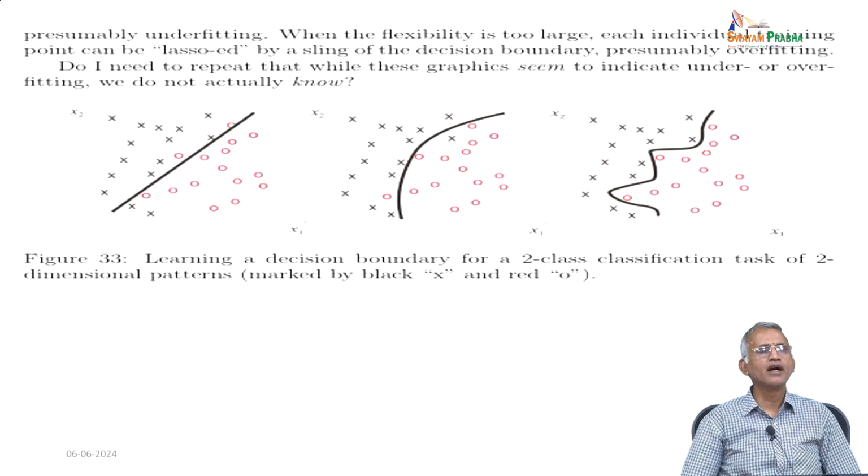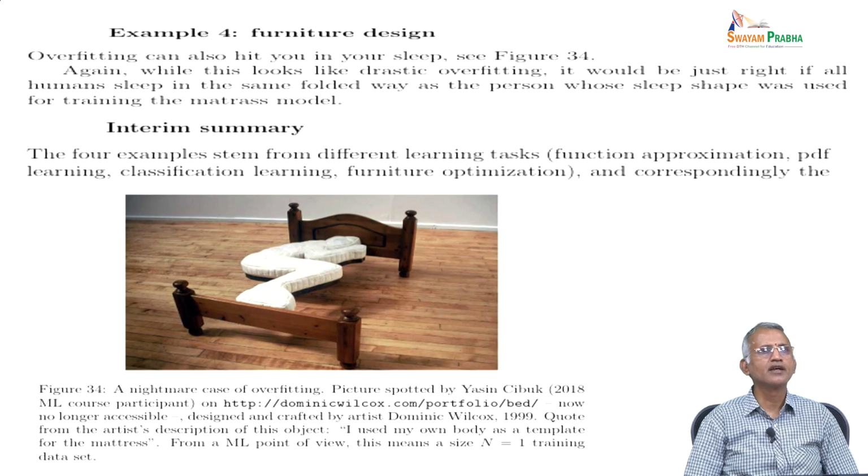Now, presumably underfitting when the flexibility is too low. Each individual training point can be lassoed by a sliding decision boundary, presumably overfitting. Do I need to repeat that while these graphics seem to indicate under or overfitting, we do not actually know? So, figure 33 is a learning decision boundary for a 2 class classification task of 2 dimensional patterns marked by X and O. Another example, the furniture design.